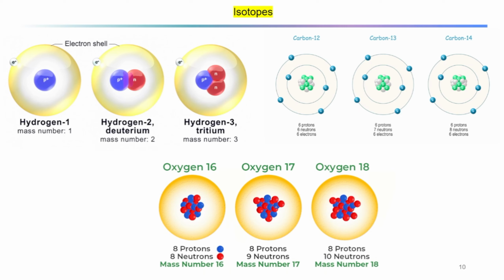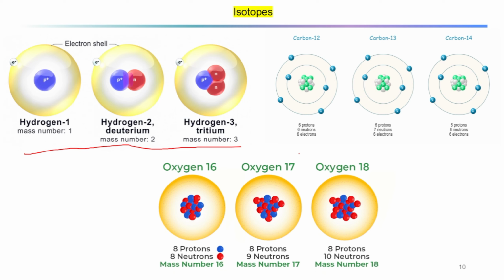Now let's see some examples of isotopes. We have already discussed the isotopes of hydrogen in the previous slide. Let's see it again. So we have these three isotopes of hydrogen. In protium, we have only a proton, there is no neutron. In deuterium, we have one proton, one neutron. And in case of tritium, we have one proton and two neutrons.